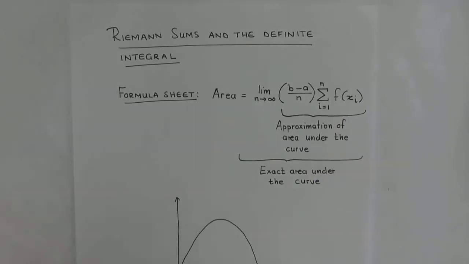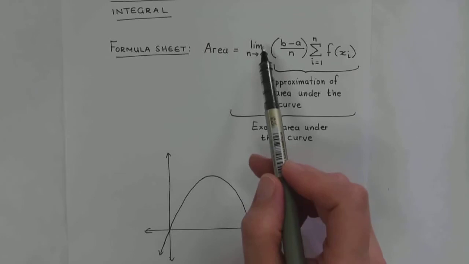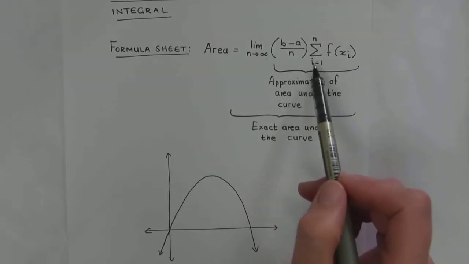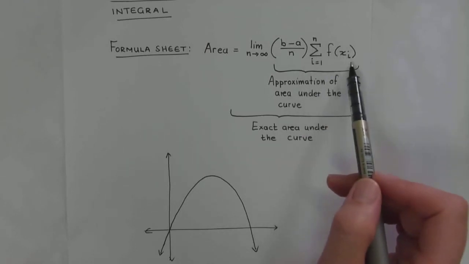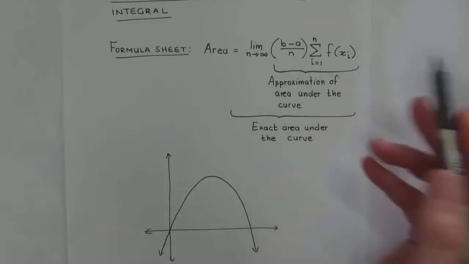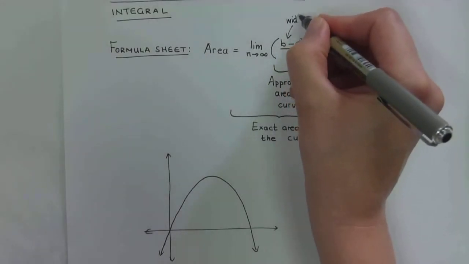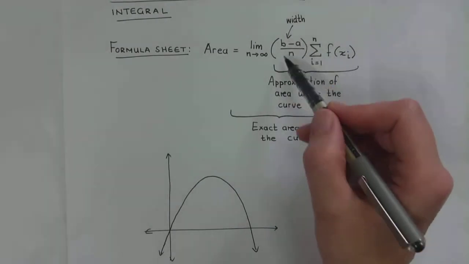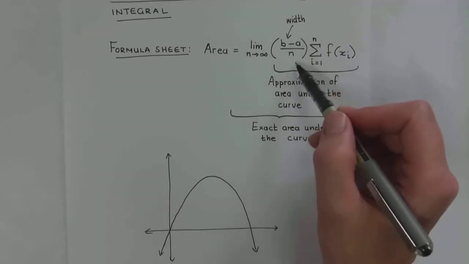Okay. Now on your formula sheet, it tells you that the area, according to Riemann sums, is the limit of n tending towards infinity of (b minus a) over n, and then sigma i running from 1 to n of f of xi. Now, if you recall from last year, each one of these has a little meaning. This, right there, is going to be the width of the rectangles, because we normally go with Riemann sums and we split the area underneath a curve into rectangles, and this is the width of one of those rectangles.